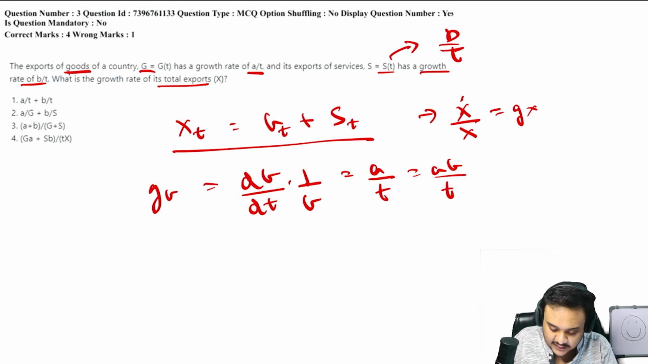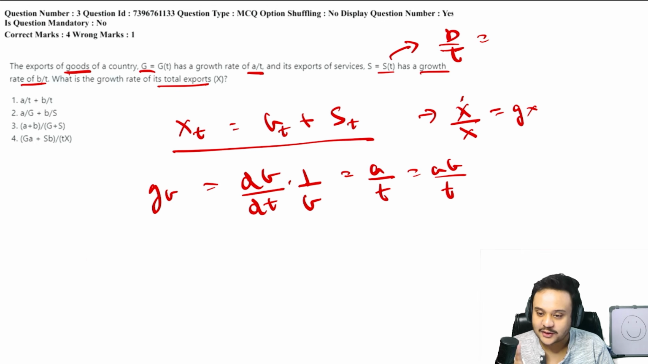B by t is equal to, I'm very sorry for that joke. It was not my intention to do that.